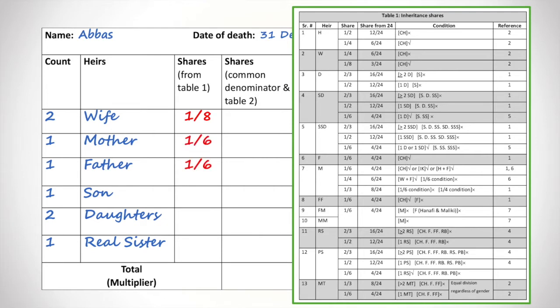We don't find a son in table 1. We do find daughters in table 1, but the daughter has a condition that these are 2 or more daughters, and they get a share in table 1 only when their son is not alive. Otherwise, their share will come in table 2, which we will see in a moment. Then we go to real sisters, who would not get a share over here because there are children present and there's also a father present. Any one of these could have sufficed.